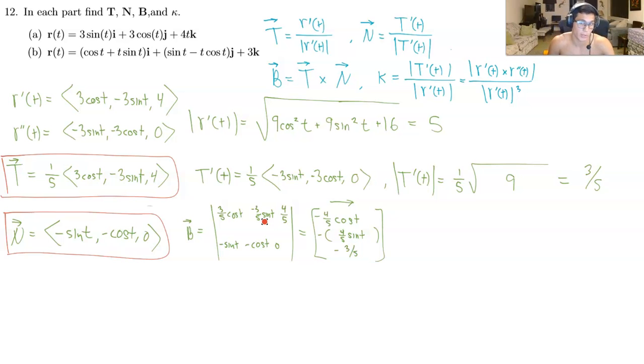Okay, well that's your binormal vector B, and if you want to write it in the other notation, how I've been doing it, you can write it like this: 4/5 cosine t, negative 4/5 sine t, and negative 3/5.